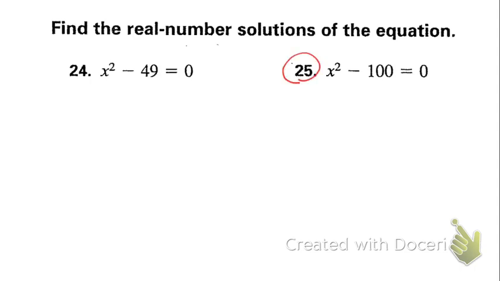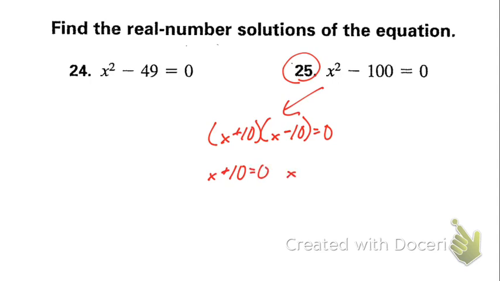I'll do number 25. Now, this is the difference of 2 squares. One way to do that is to factor it into x plus 10 and x minus 10 equals 0. So that means x plus 10 gets set equal to 0, and x minus 10 gets set equal to 0 as well. So I get x equals negative 10 when you subtract 10 from both sides. And when you add 10 to both sides, you get x equals positive 10.